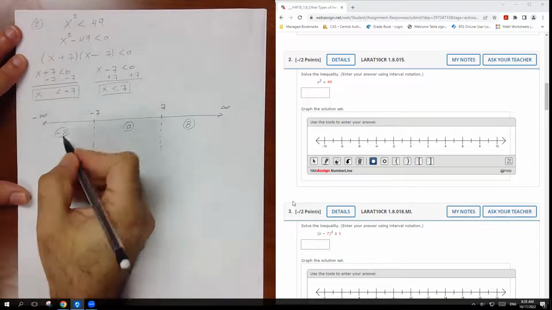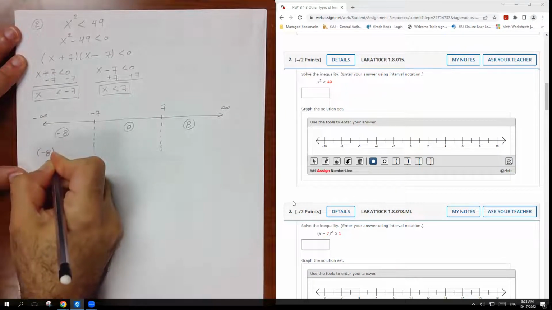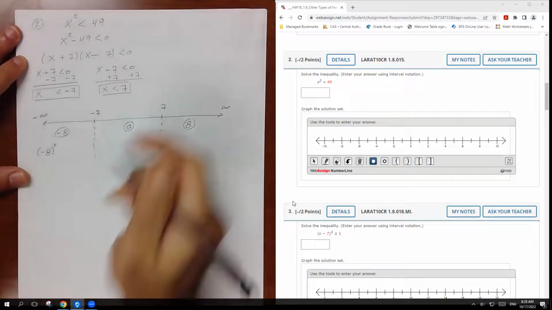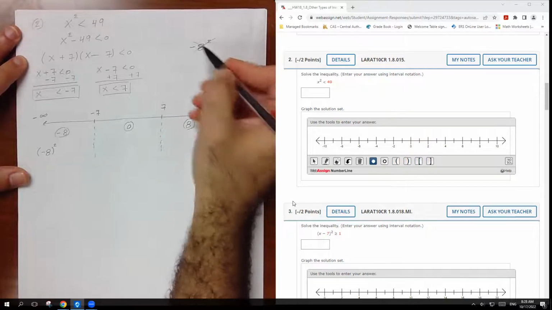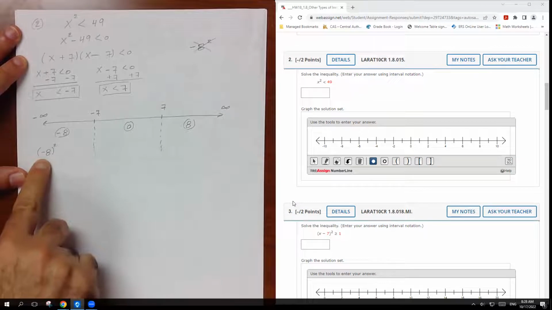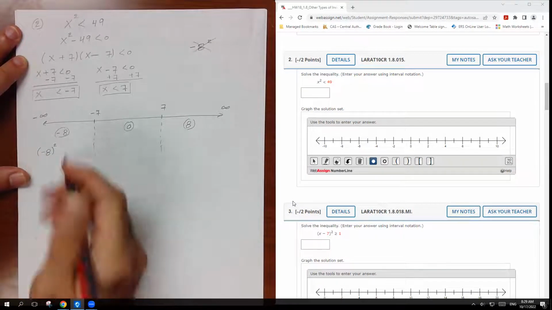If you plug in negative 8 here, it's going to be negative 8 squared. Be careful here, that's the important thing. You're not going to say negative 8 squared is negative 64, that's wrong. Put parentheses and square the whole number, which is negative 8. That means you're going to square the negative sign and the 8.